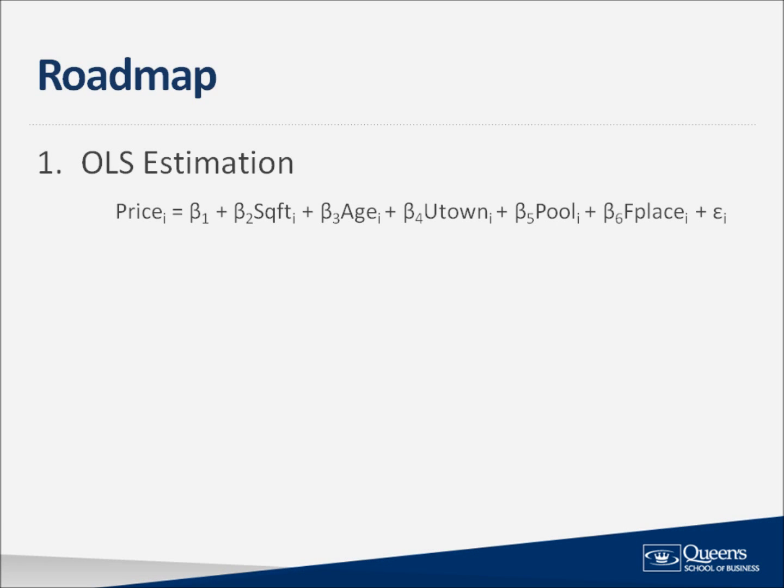The regression that we want to estimate is price as a function of a constant, square footage, age, U-town, pool, and fireplace. We expect the coefficient estimates to be positive for each of the variables except for age. Now let's go back to the main gretl screen to perform this OLS estimation.